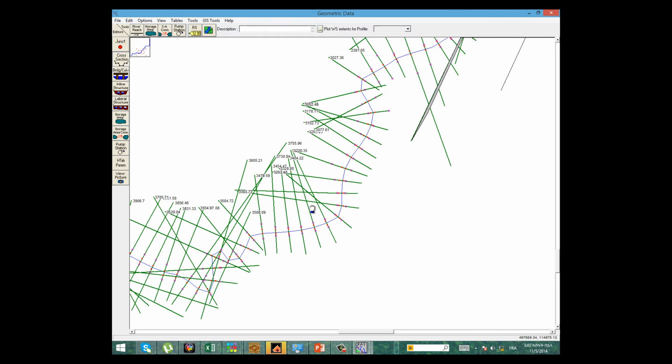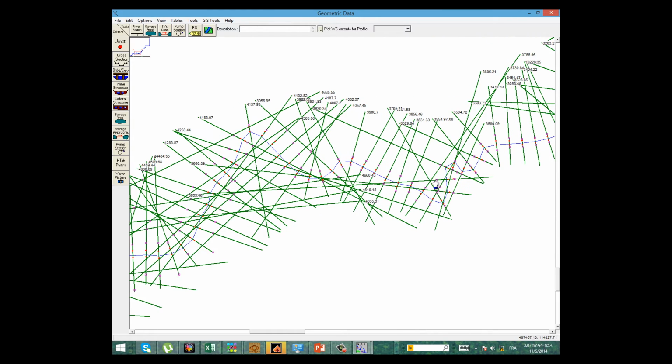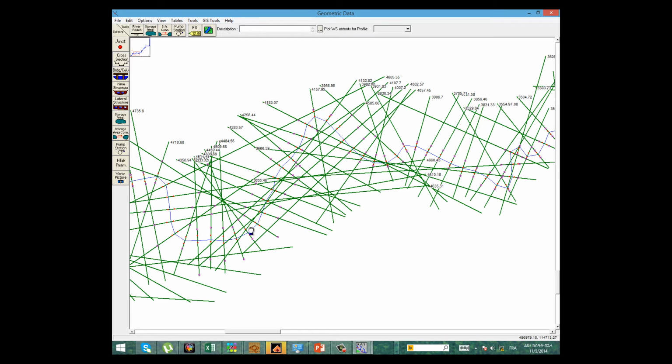But you can see some of the cross section lines cut the river 3 or 2 times. For example, here this cross section cuts the river 3 times. One here, the other 2 here, and the third one here. So this implies that the cross section is intended to be here. The cross section represents the section of this part of the river.